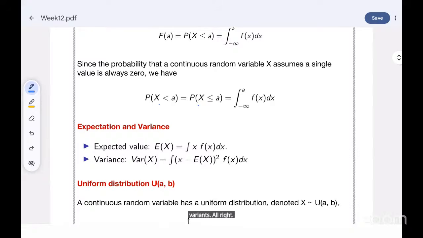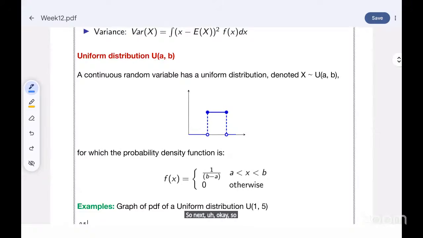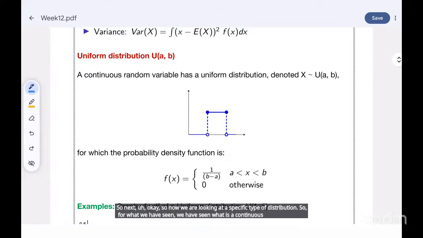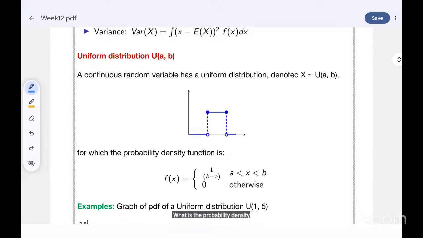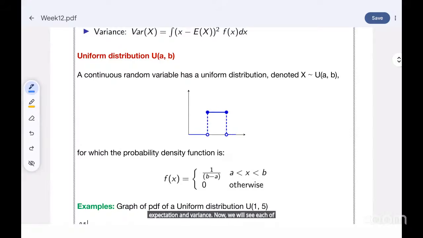All right. So now we are looking at a specific type of distribution. So far we have seen what a continuous random variable is, what the probability density function is, and then the cumulative distribution function, expectation, and variance. Now we will see each of these in different distributions. The first distribution we are going to see is the uniform distribution. A continuous random variable has a uniform distribution, and it is denoted by U of a comma b.